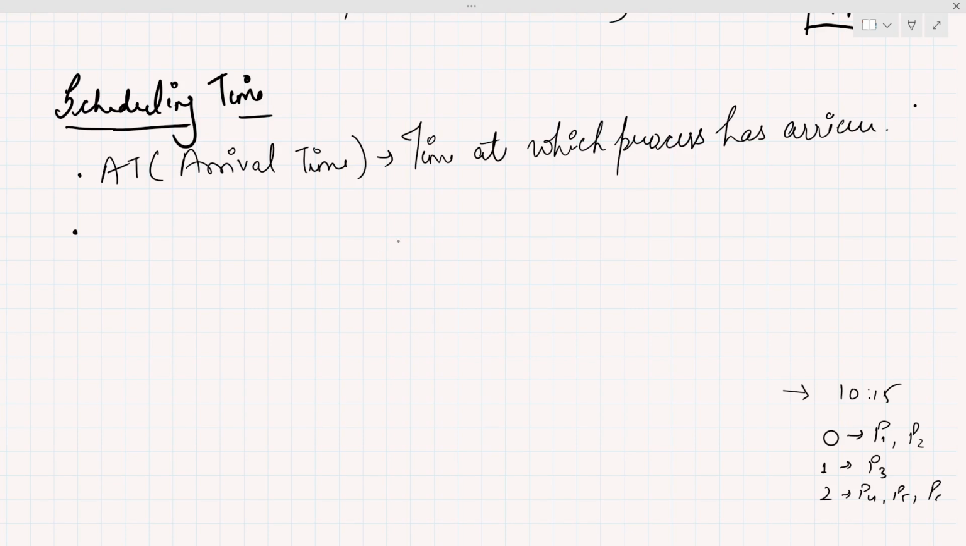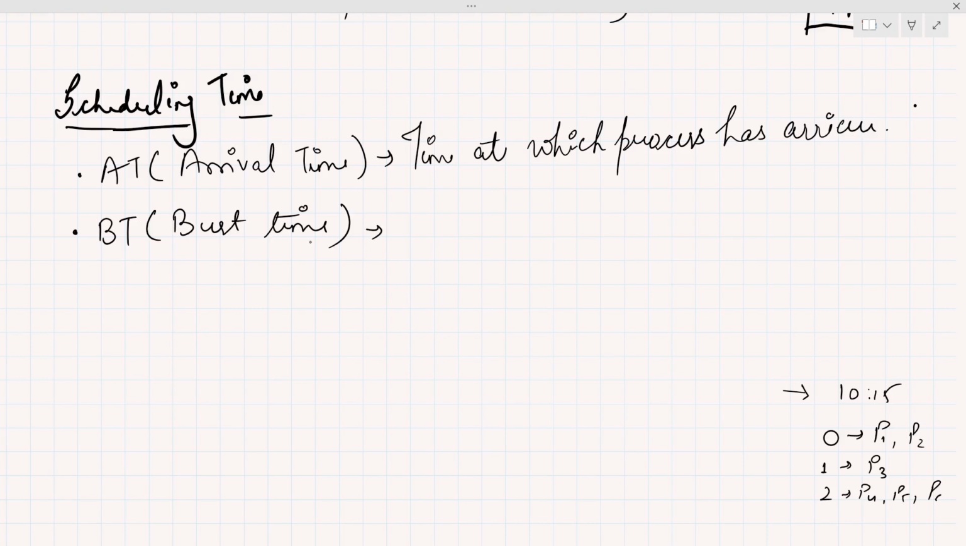Okay, so what is an arrival time? It is the time at which the process has arrived to execute. Right now the process is not executing; the process has arrived in main memory. After that we have another thing which is called BT, which means burst time.